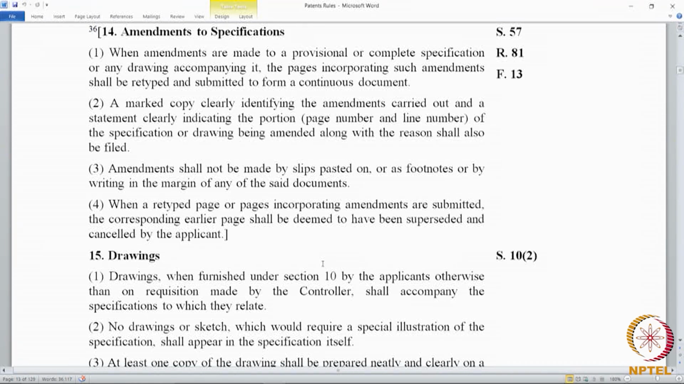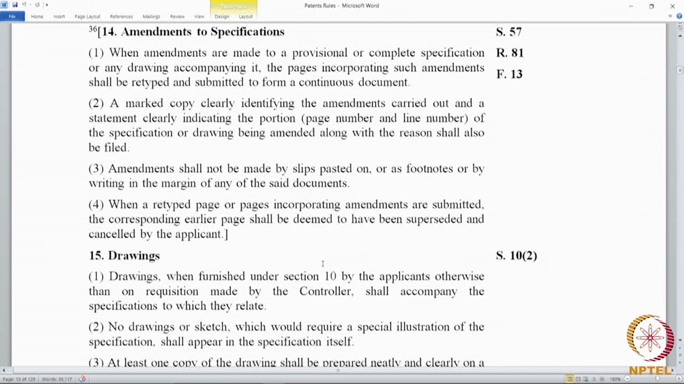14.2 states that the marked copy clearly identifying the amendments carried out, and the statement clearly indicating the portion, page number, line number of the specification being amended along with the reason, also to be filed. Now, a marked copy will show you what was removed and what was added. So, the marked copy identifying the amendments carried out, clearly indicating the portion, the page number and line number of the specification along with the reason, shall also be filed. So, the reason for the amendment is also required and this is detailed in the procedure in section 57. You have to give the reason for the amendment.